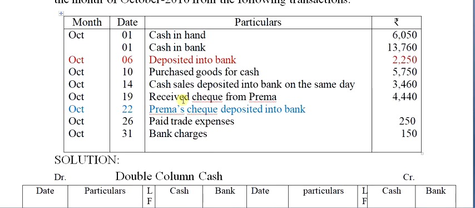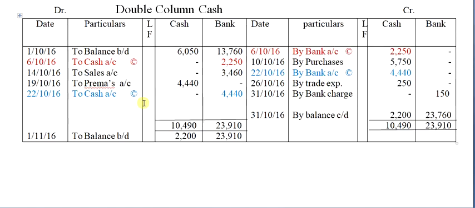Again, October 19th, received check from Prema rupees 4440. When we receive the check from Prema, we need to see whether it has been deposited on the same day. No, it has not been deposited on the same day. So it is considered as what? Cash. So how much has been received? 4440. So automatically what happens on 19/10/2016 to Prema's account? How much is it? Cash balance 4440. Why are we not considering the bank column directly? Because it is not deposited on the same day.